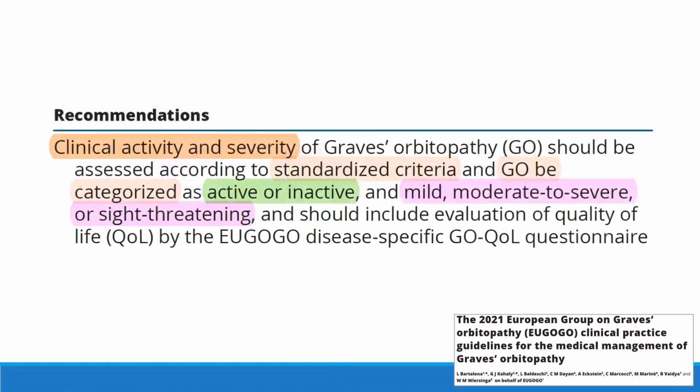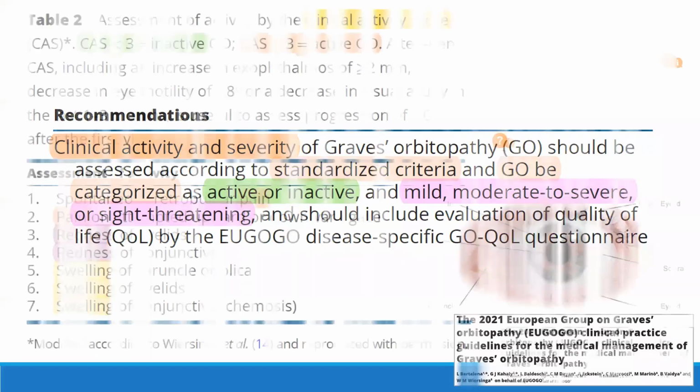This is another recommendation published by the same guidelines. Clinical activity and severity of Graves' orbitopathy should be assessed according to standardized criteria, and the Graves' orbitopathy should be categorized as active or inactive. This is the activity, and severity is mild, moderate to severe, or sight-threatening. So severity has 3 classifications and activity has 2 classifications.